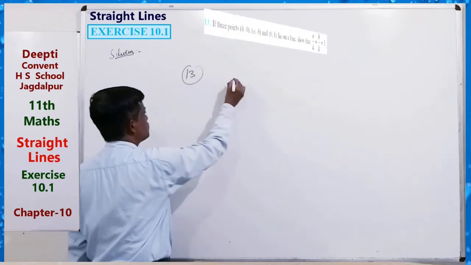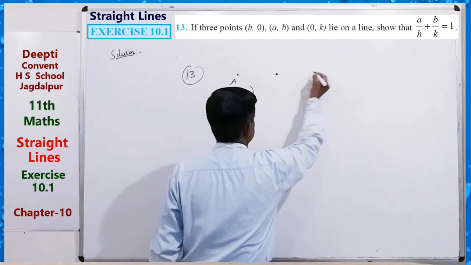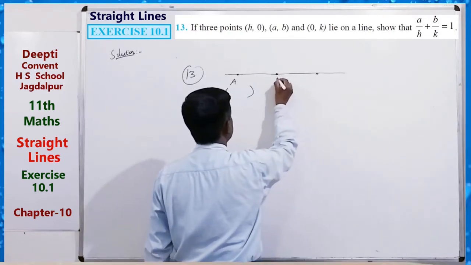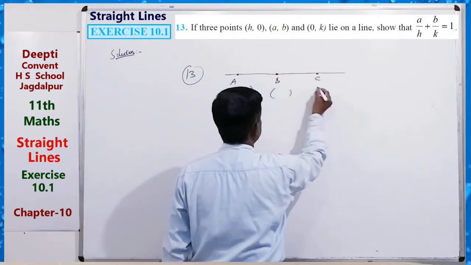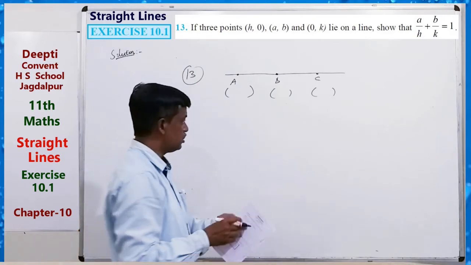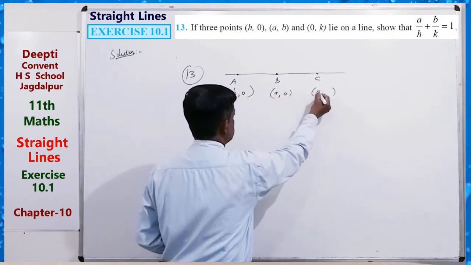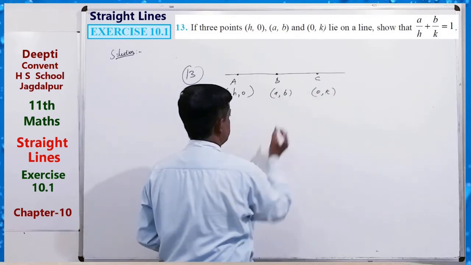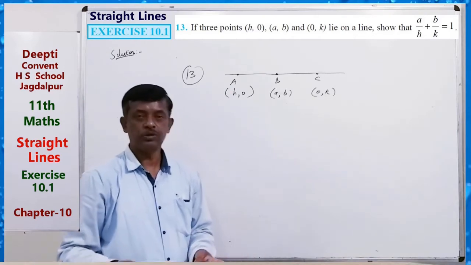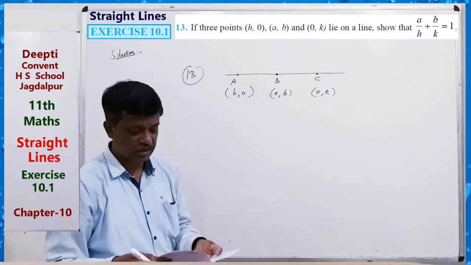Question 13. Suppose the first point is A, and these three points lie on a line: A, B, C. The given points are (h, 0), (a, b), (0, k). They lie on a line like this, so the slope of AB equals the slope of BC. Then we have to show that a by h plus b by k equals 1.